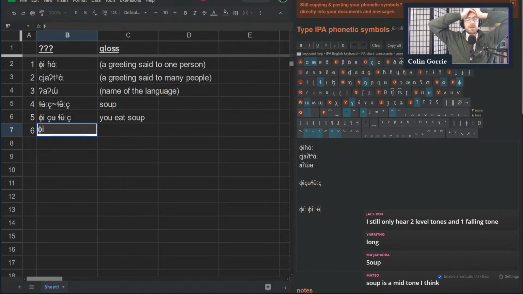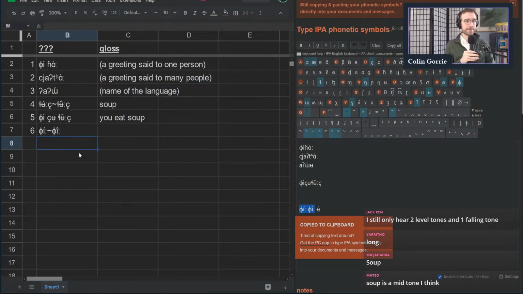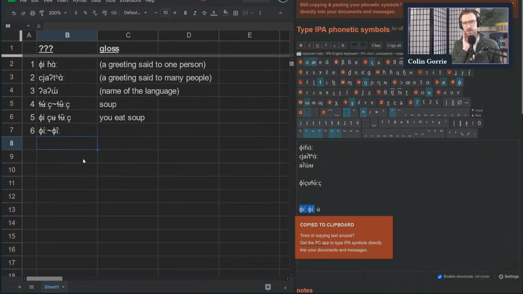Okay, so let's try and collect this. So we have this variation between fi and fi. Did I say those okay, by the way? Yeah, fi. Would it be, if I said fi, would that work? Does that still mean the same thing? Yeah, it means the same thing, but you're a little bit off sounding. Okay, so maybe this isn't actually high then. Maybe it starts out mid.